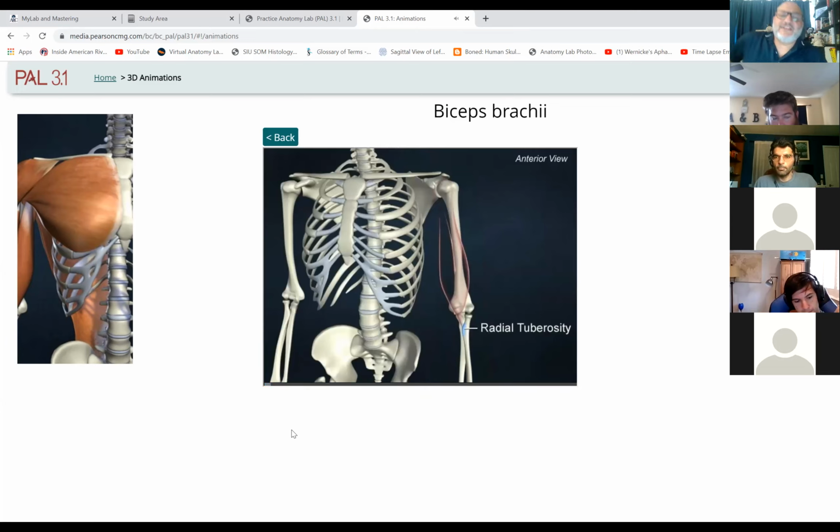What I love about these animations is they isolate the individual muscles. They show you the origins, they show you the insertions, they show you the actions. It is a great way to study this material. So I strongly encourage you, if you haven't been using these resources yet, please start now.